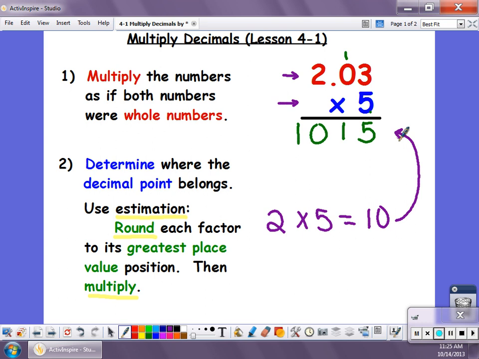So I have to put my decimal in a position that gives me an answer close to 10. If I put my decimal point right here, that gives me an answer of 1,015, which is not close to 10. If I put my decimal here, that gives me 101 and 5/10. Again, that's also not very close to 10. But if I put my decimal here, I get 10 and 15/100, which is very close to 10, so I know that's the correct position for my decimal.